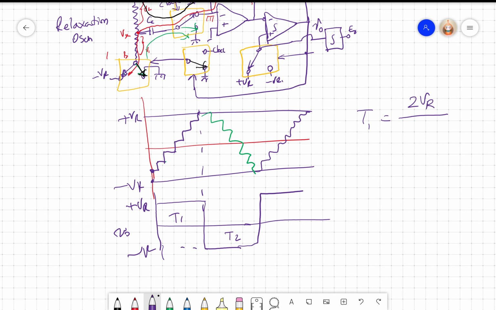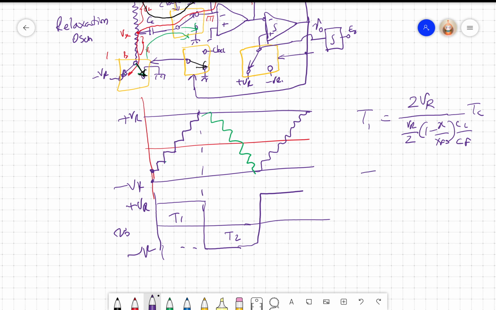For each clock cycle, I am going to have a stepping voltage of VR by 2 into 1 minus x by x full scale into Cc by Cf. Right? That's the step voltage that I am going to get. So this many times Tc will be there. So my T1 will be total voltage gained divided by voltage gain for each clock cycle multiplied by Tc.